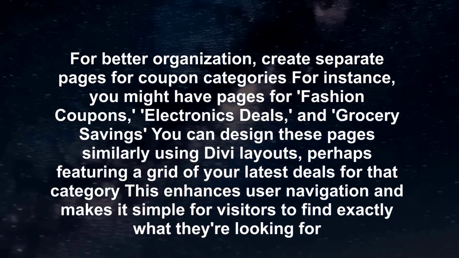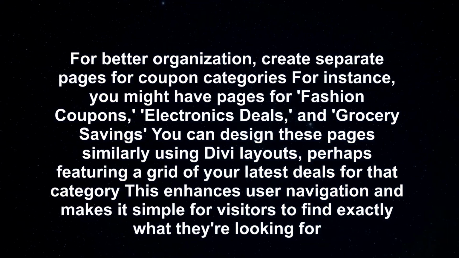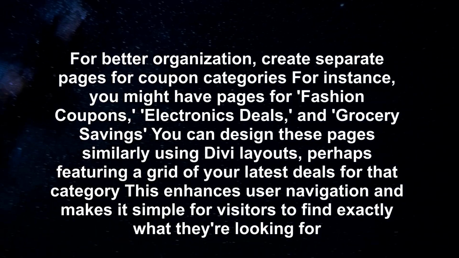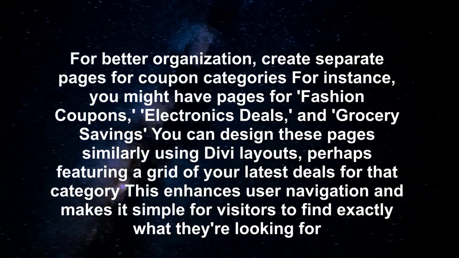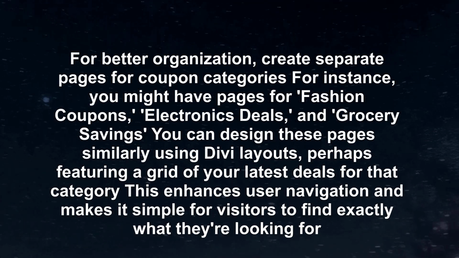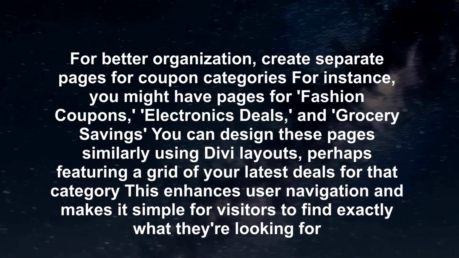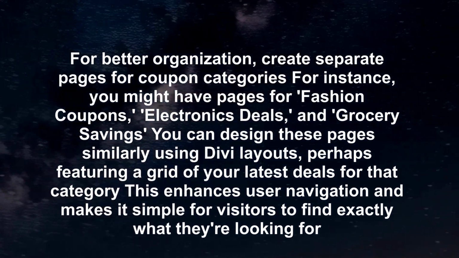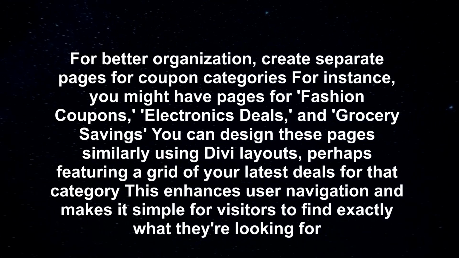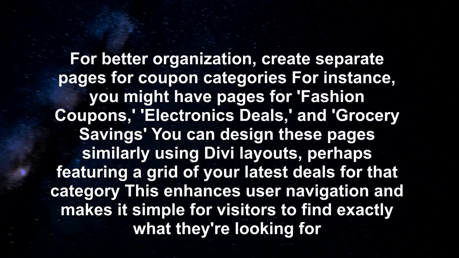For better organization, create separate pages for coupon categories. For instance, you might have pages for fashion coupons, electronics deals, and grocery savings. You can design these pages similarly using Divi layouts, perhaps featuring a grid of your latest deals for that category. This enhances user navigation and makes it simple for visitors to find exactly what they're looking for.